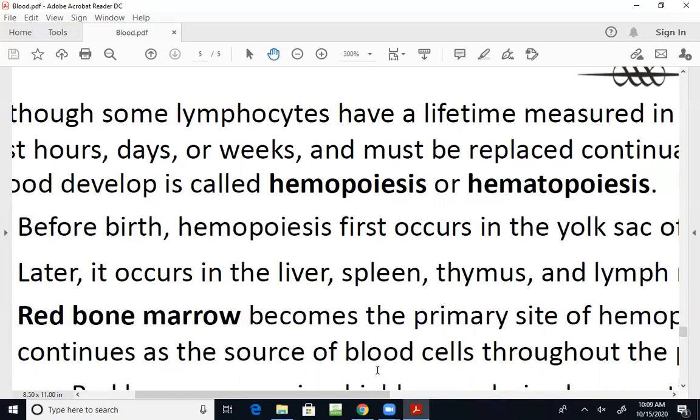All those blood cells that we just talked about, not just red blood cells or platelets or white blood cells.